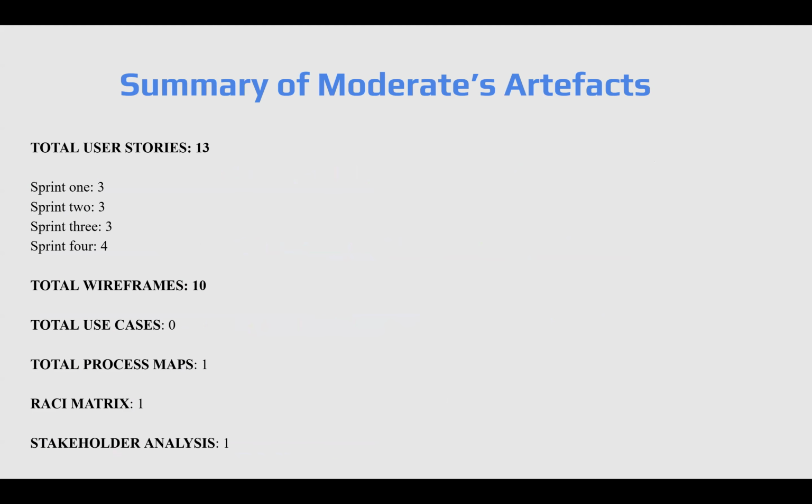Now, the following is a summary of what our individual team members have covered so far in this journey. This is for Moderate. Moderate has written a total of 13 user stories and 10 wireframes. She's done a total of 1 process map, 1 RACI matrix, and 1 stakeholder analysis.